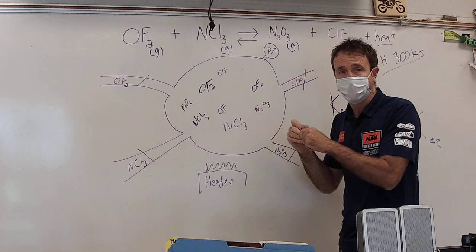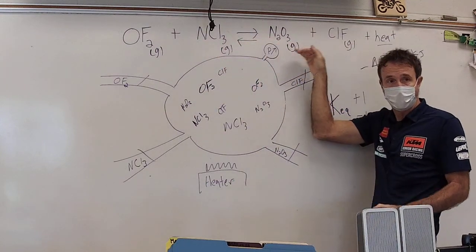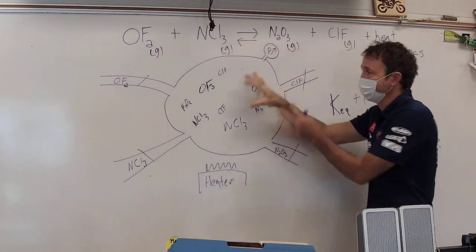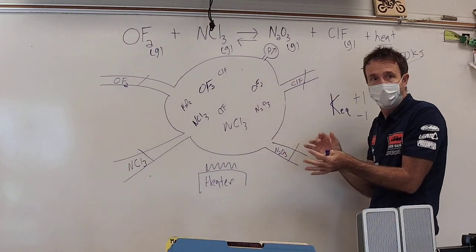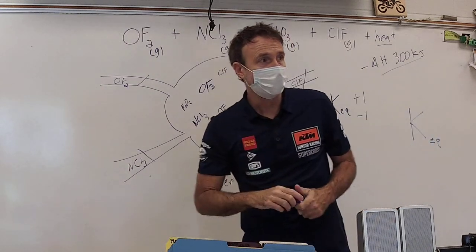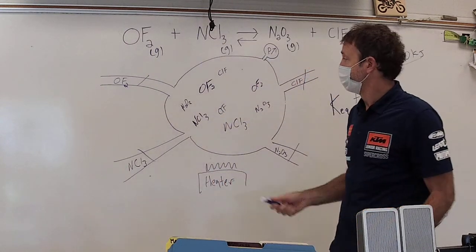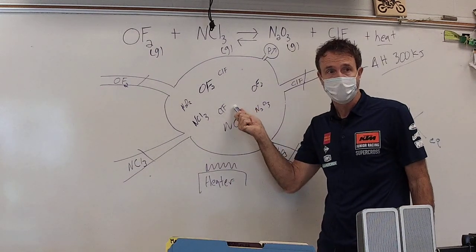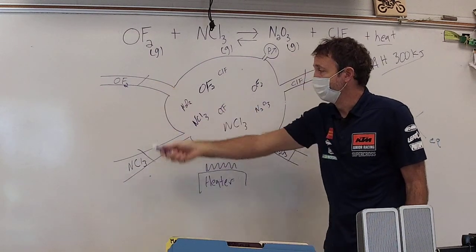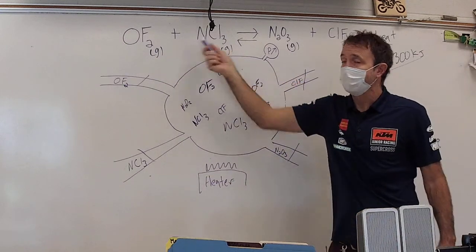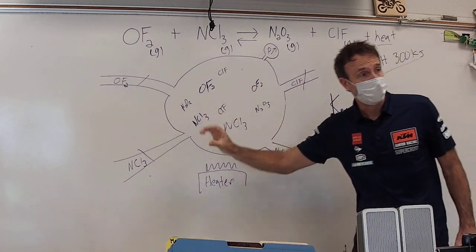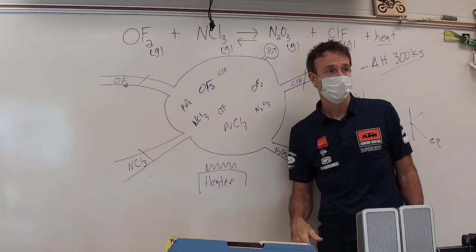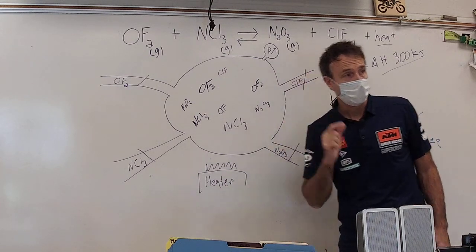And this reaction is going forward. We're making some of these, and it's going backwards. Forward and backwards at the same rate when we're at equilibrium. Now, Le Chatelier's principle says that we can change what's happening in here by adding or removing some of these gases, or by changing the pressure, or by changing the temperature.